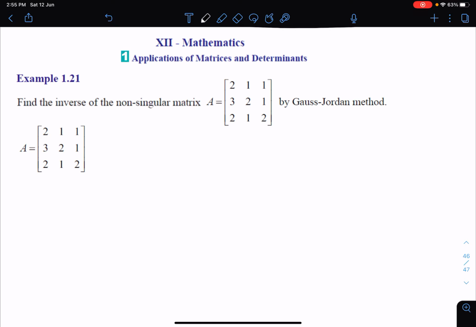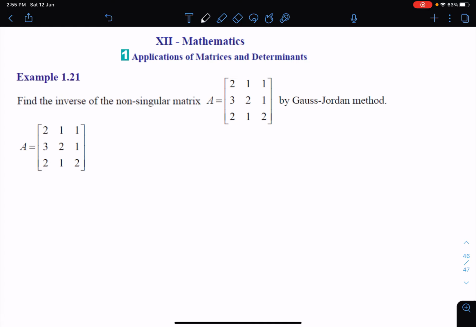Hello 12th standard students, welcome back to chapter 1, applications of matrices and determinants. We are going to see example 1.21. Find the inverse of the non-singular matrix A of order 3 by Gauss-Jordan method.